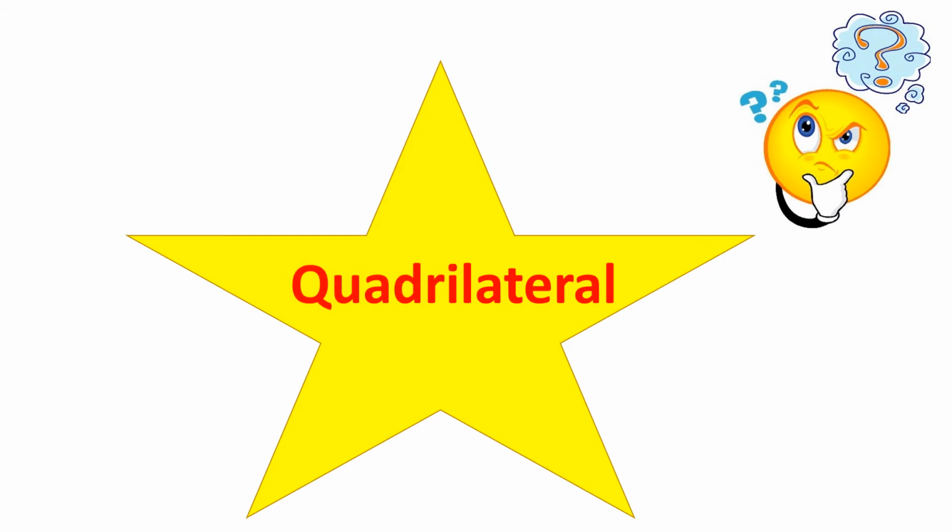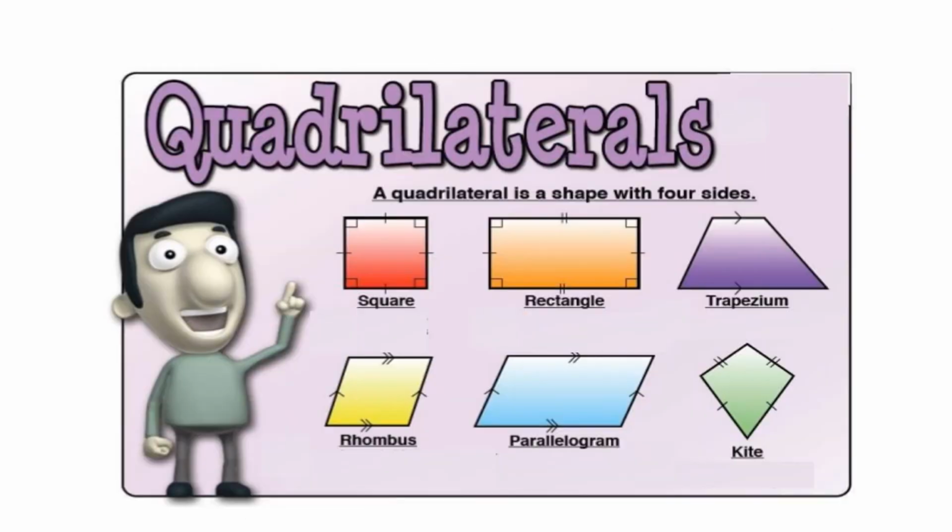It's the word quadrilateral. Can you have a go at saying that? Quadrilateral. Now a quadrilateral is a shape with 4 sides. So here we've got some different shapes, but they all have 4 sides and they are all quadrilaterals.